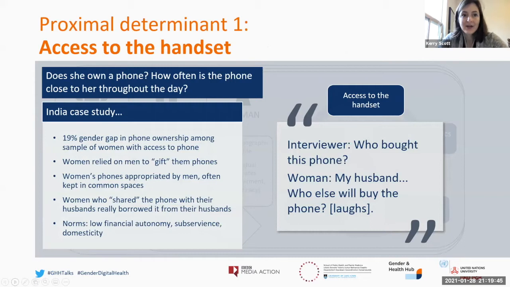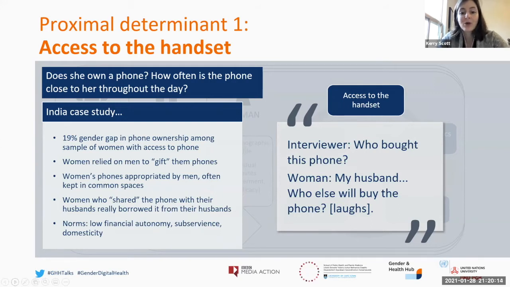Access to the handset relates to whether the woman has a phone and whether she owns a phone or uses someone else's phone, and finally, how often that phone is close to her throughout the day. In India, among women who said they had access to a phone in our case study areas, far fewer of them owned phones compared to their husbands, a gap of 19%. And even among those who owned phones, the women depended on their husband or sometimes their brother to buy them the phone as a gift.